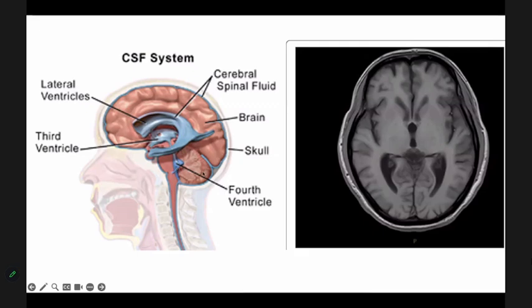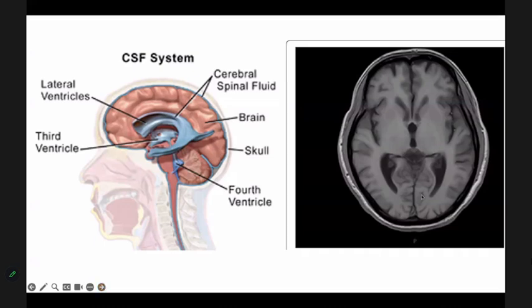So the cerebellum forms the roof of the fourth ventricle. Then what happens? Then there are the foramen of Magendie and the foramen of Luschka. Yes. And through which it goes into the subarachnoid space, right?